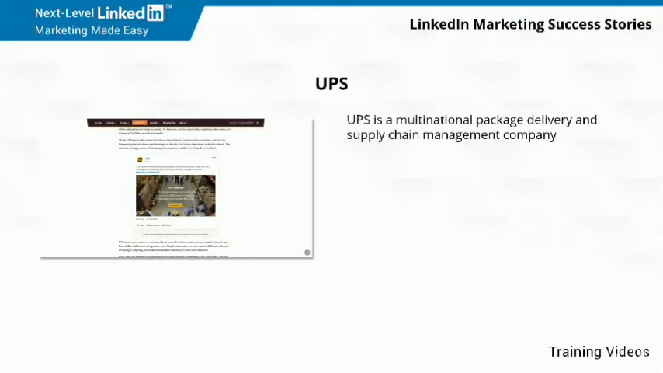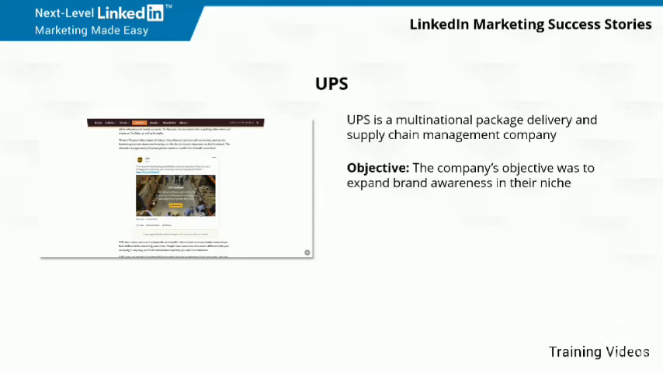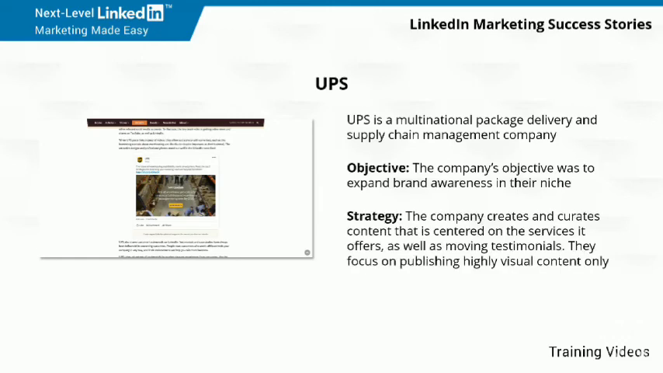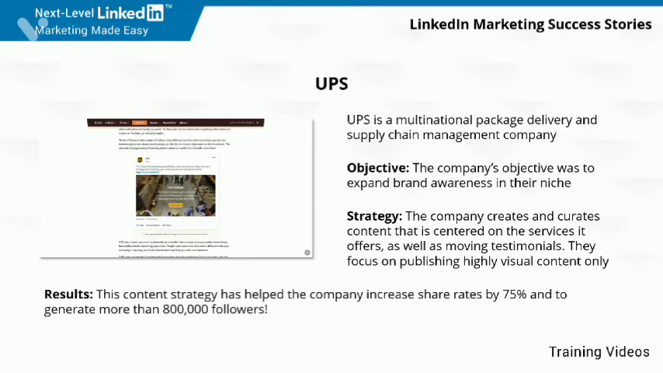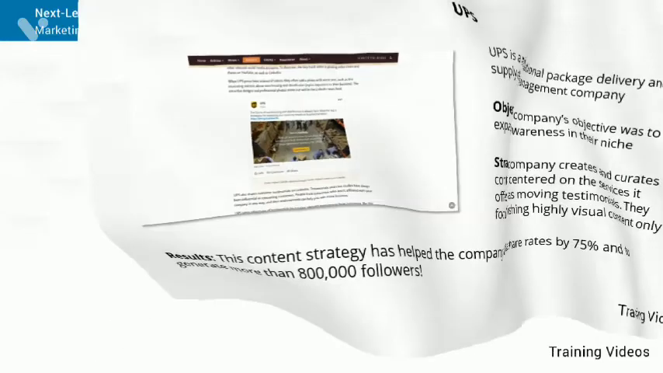UPS. UPS is a multinational package delivery and supply chain management company. Objective: the company's objective was to expand brand awareness in their niche. Strategy: the company creates and curates content that is centered on the services it offers, as well as moving testimonials. They focus on publishing highly visual content only. Results? This content strategy has helped the company increase share rates by 75% and to generate more than 800,000 followers.